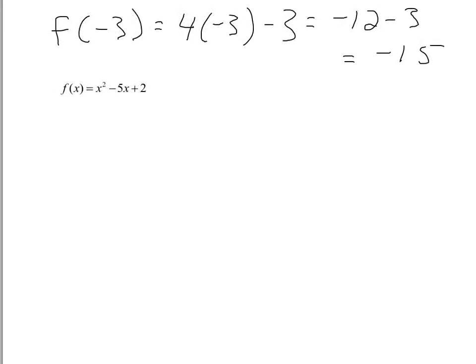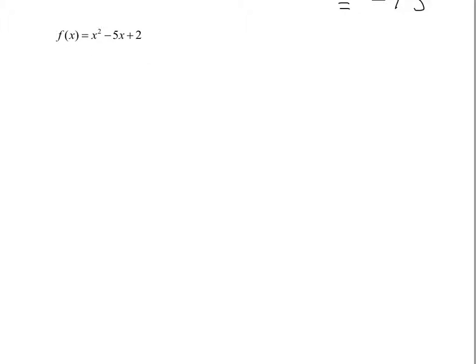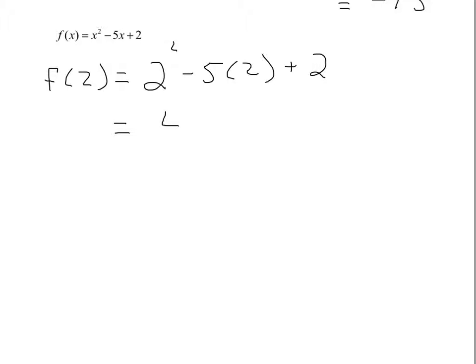Now we'll do a little bit more complicated function. So for this function f of 2, same deal. Wherever I see an x, I put in a 2. 2 squared minus 5 times 2 plus 2. So order of operations tells me I do the exponent first. Then I'm going to do the multiplying. For addition and subtraction, you just go across left to right. So 4 minus 10 is negative 6. And negative 6 plus 2 is negative 4.